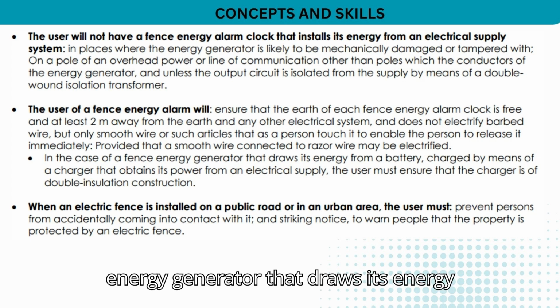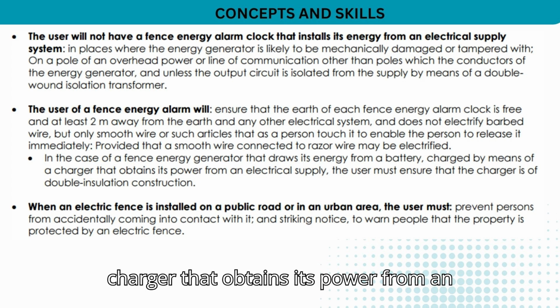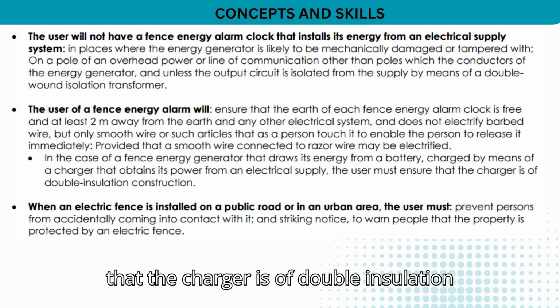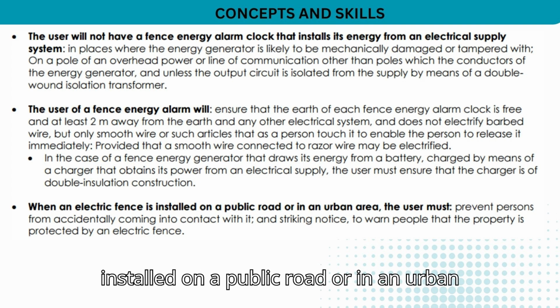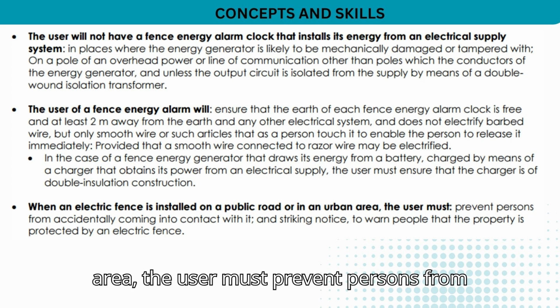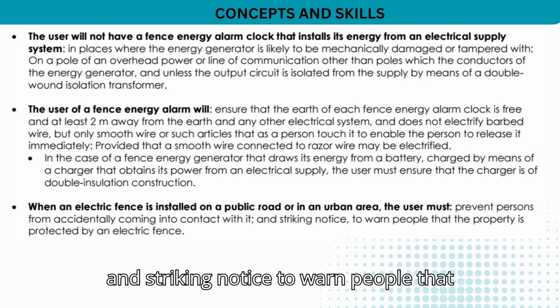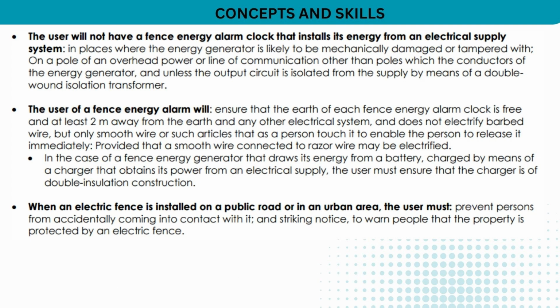In the case of a fence energy generator that draws its energy from a battery, charged by means of a charger that obtains its power from an electrical supply, the user must ensure that the charger is of double insulation construction. When an electric fence is installed on a public road or in an urban area, the user must prevent persons from accidentally coming into contact with it and put up a notice to warn people that the property is protected by an electric fence.